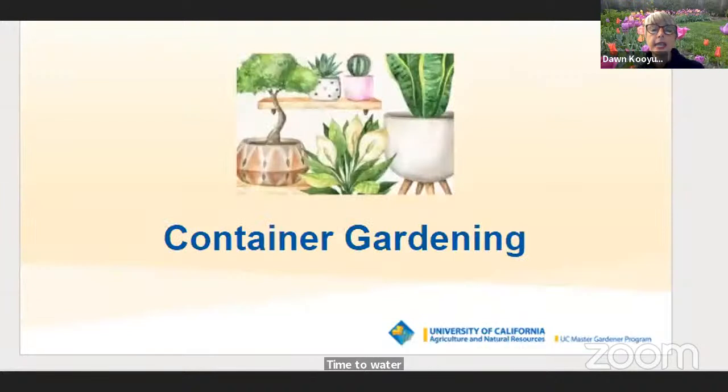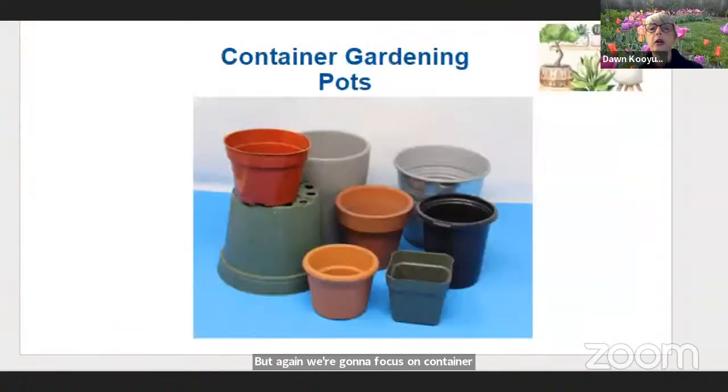So next is container gardening, because for the most part, houseplants are grown in containers. Sometimes you'll see them grown in atriums, but again, we're going to focus on container growing for this talk. So container gardening, there are all kinds of pots. There are clay pots that are unglazed. There are glazed pots, there are plastic pots. The glazed pots tend not to leak water. The unglazed terracotta pots, the water can seep out.